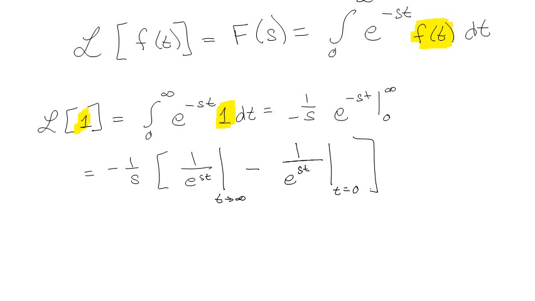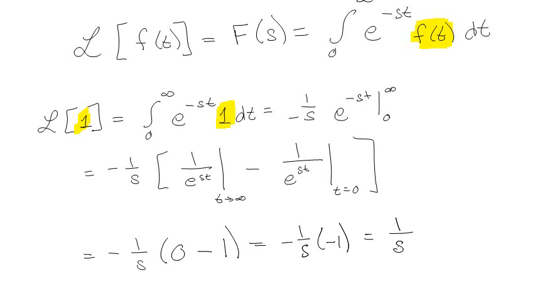And that just makes it a little bit easier for me to see what's going on. So I have minus 1 over s. As t goes to infinity on this side, I've got 1 over a supergiant number, which is going to come out to mean 0. And then e to the 0 is just 1, so 0 minus 1. So I have negative 1 over s times negative 1, or just 1 over s.